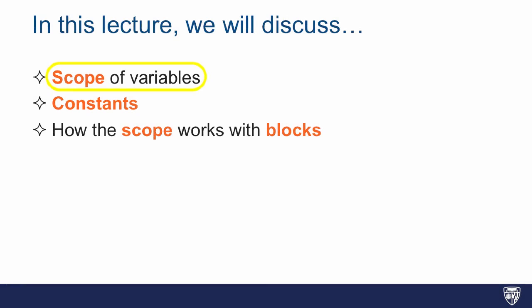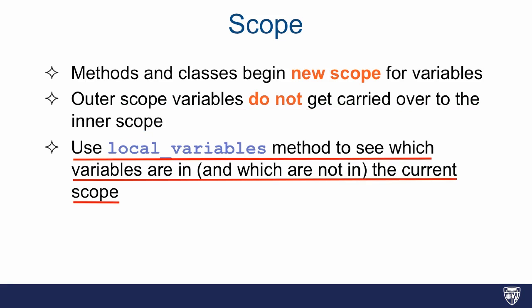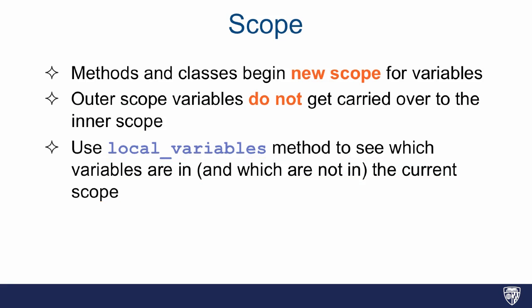In this lecture we'll talk about scope. Scope of variables, scope of constants, scope of blocks. So the way scope works is as follows. Methods and classes begin new scope for variables, which means that the outer scope variables do not get carried over to the inner scope, and you could always use the local_variables method to see which variables are in and which variables are not in the current scope.